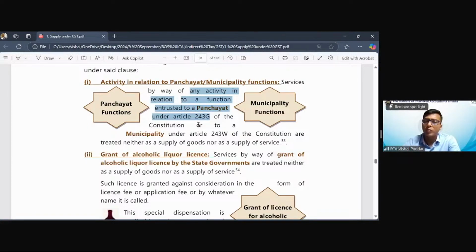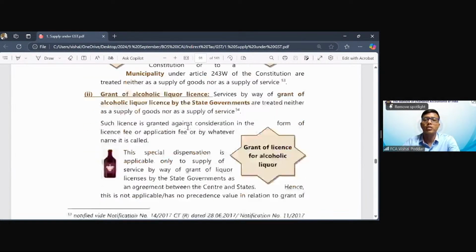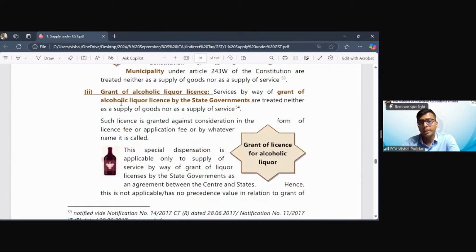Similarly, where the activity is what is allotted to a municipality, means it is a function of the municipality under 243W of the Constitution. Again, it is a no supply transaction. So first, no supply transaction as per this category is any activity which is the function of panchayat or municipality as per the Constitution.